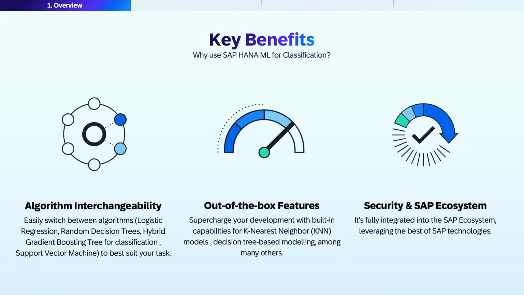Why use SAP HANA machine learning for classification? There are 3 main benefits. First, algorithm interchangeability. You can easily switch between different algorithms like logistic regression, random decision trees, hybrid gradient boosting tree for classification, and support vector machine to best suit your specific classification needs. Second, out-of-the-box features that supercharge your development with built-in capabilities for nearest neighbor models, decision tree-based modeling, among many others. Third, security and SAP ecosystem integration. It's fully integrated with SAP technologies, leveraging enterprise-grade security and native in-database processing. These advantages make classification more efficient and accessible for SAP users.